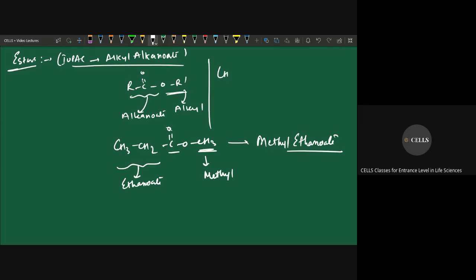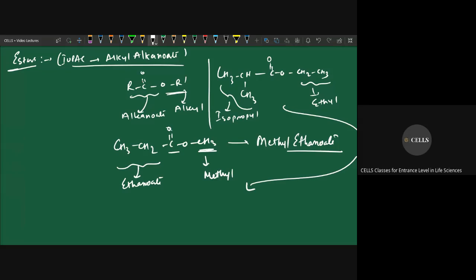Suppose this is CH3COOCH2CH3. So this is the isopropyl group and this is the ethyl group. So what will be the name? The name will be ethyl isopropanoate. The name will be ethyl isopropanoate.